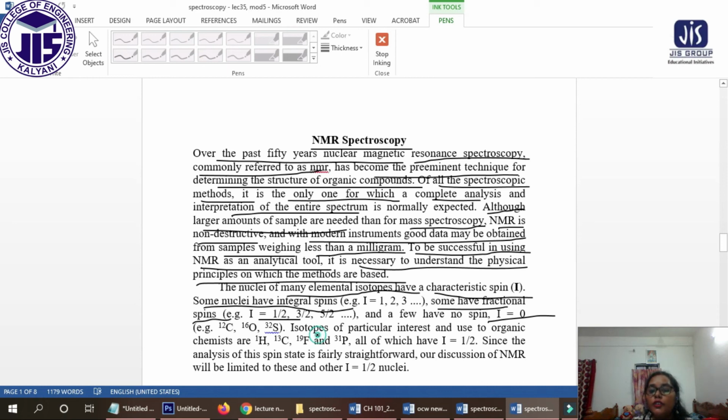Isotopes of particular interest to organic chemists are hydrogen, carbon C13, F19, and P31, all of which have I equals half. Since the analysis of this spin state is fairly straightforward, our discussion of NMR will be limited to this and other I equals half nuclei.